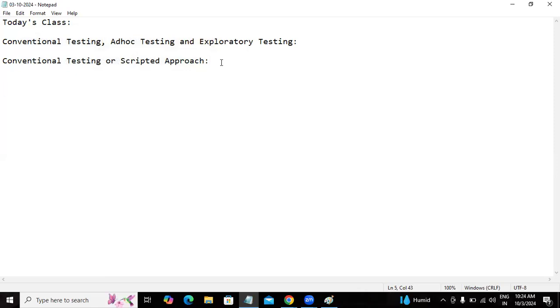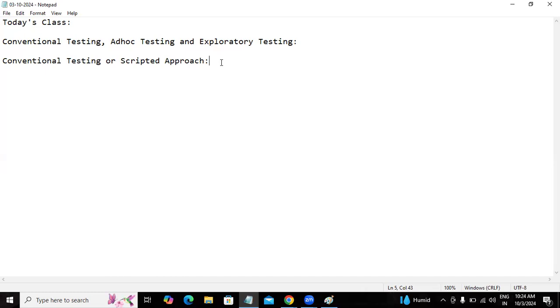If you are not understanding, then I'm going to explain one more time. That is not a problem, but the concept is very, very important. Conventional testing means, see, in every project, we are going to perform conventional testing only.